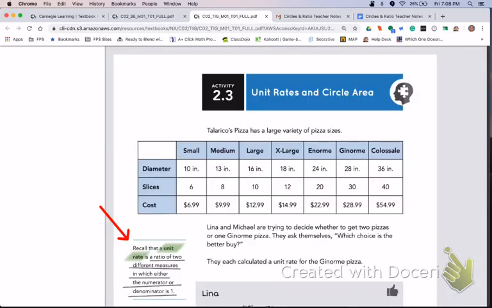Please turn to page 26, Activity 2.3, Unit Rates and Circle Area. Tallarico's Pizza has a large variety of pizza sizes. Lena and Michael are trying to decide whether to get 2 pizzas or 1 ginorm pizza. They ask themselves which choice is the better buy. They each calculated a unit rate for the ginorm pizza. Recall that a unit rate is a ratio of 2 different measures in which either the numerator or denominator is 1.